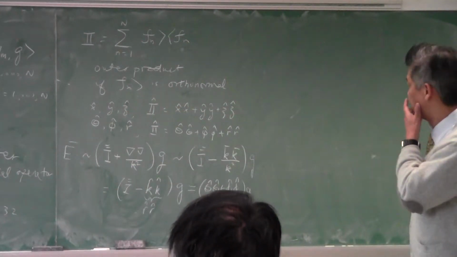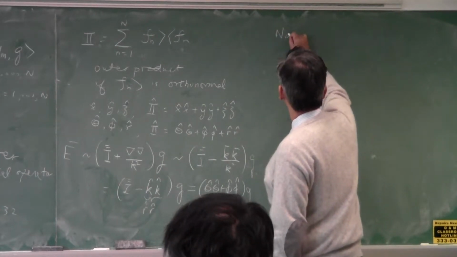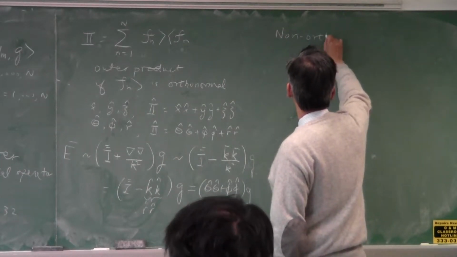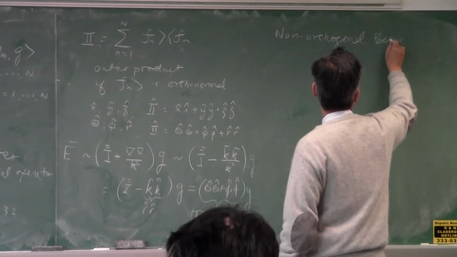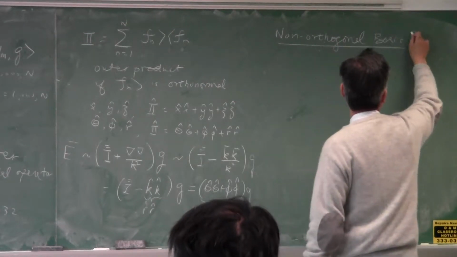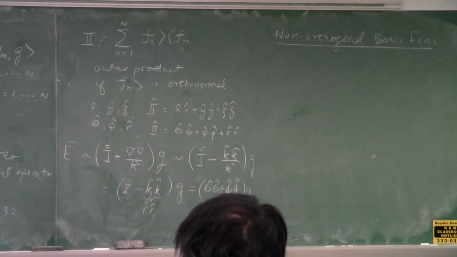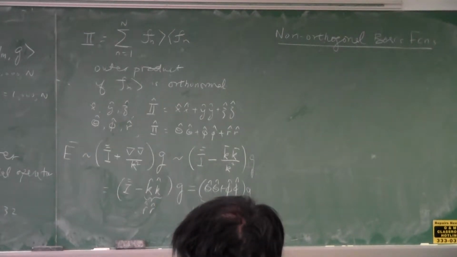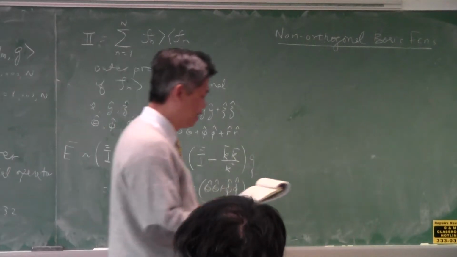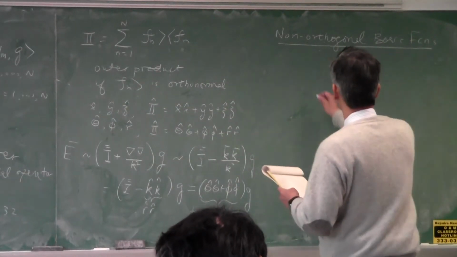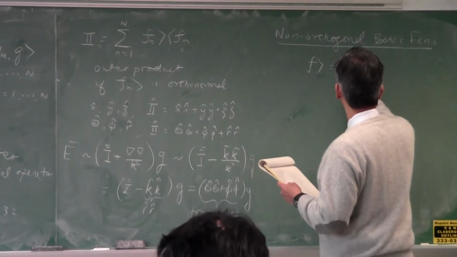Okay? So, I'd like to talk about the case of non-orthogonal bases, or basis functions. What happens if we do not have orthogonal bases? And that is usually the case if we do a lot of computation, because it's quite hard to design orthogonal bases. So how would this mathematics go if the bases are not orthogonal?